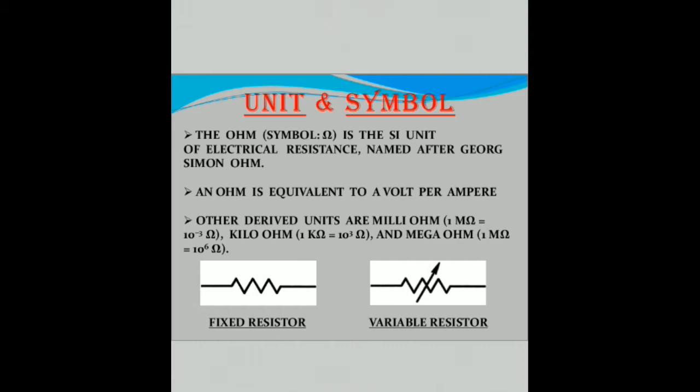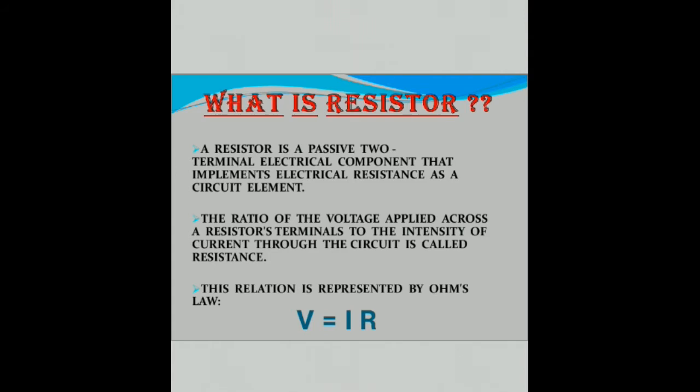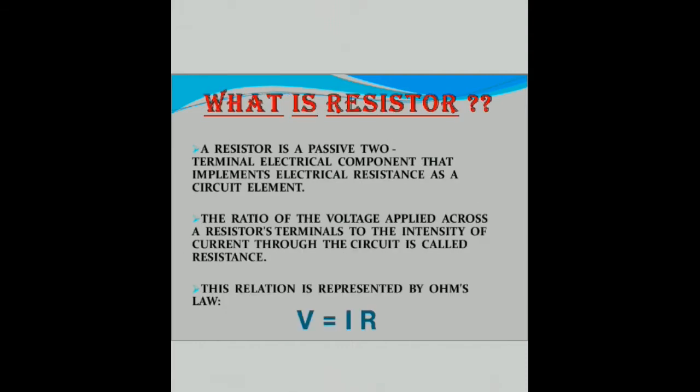Then the unit and symbols. As the register is an electronic component, it has a unit and also symbols. The ohm is the unit of electrical resistance, named after the scientist George Simon Ohm. An ohm is equivalent to a volt per ampere. Comparing with V equals IR, we get R equals V by I, where V is the volt and I is the ampere.